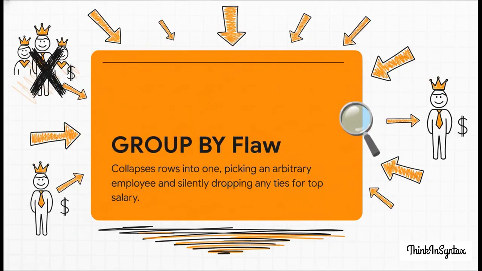Here's the trap. GROUP BY's entire job is to squish rows together. It takes all the rows for a department and collapses them into one single summary line. And in that process, it has to pick one employee name to display next to that max salary. It just picks one, pretty much at random, and silently throws away anyone else who might have been tied for first place. Poof, your ties are gone.